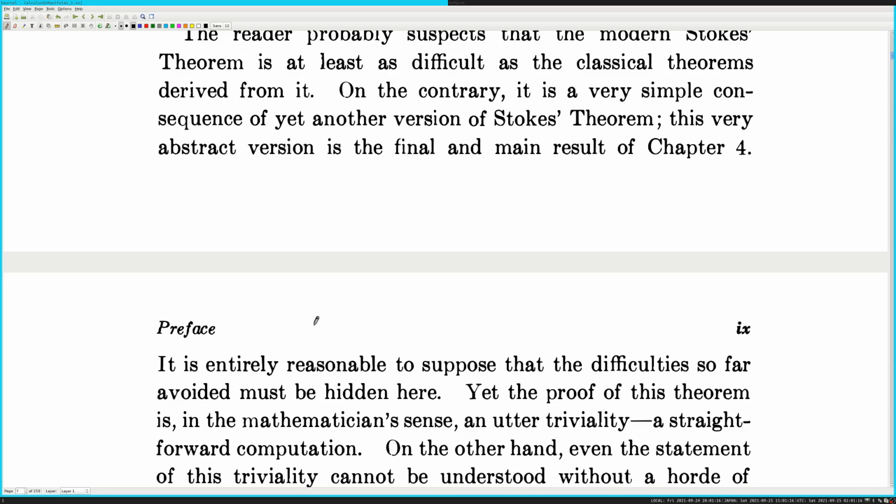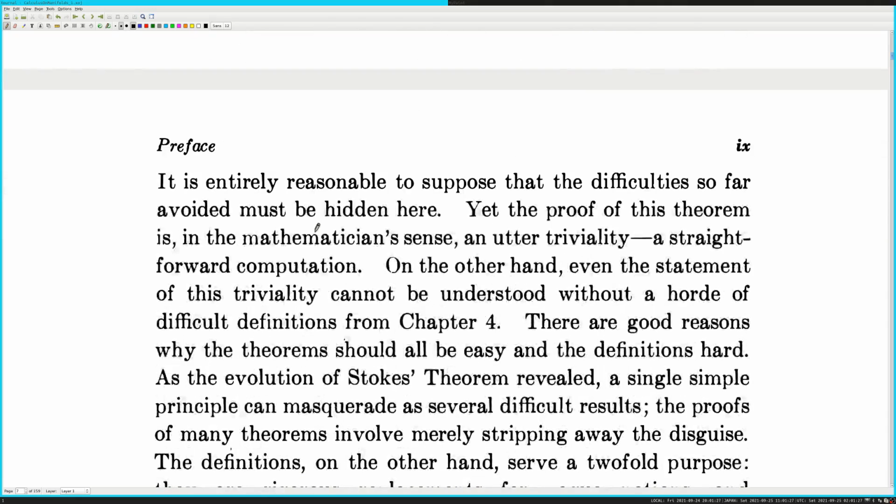It is entirely reasonable to suppose that the difficulty so far avoided must be hidden here, yet the proof of this theorem is, in the mathematician's sense, an utter triviality, a straightforward computation. On the other hand, even the statement of its triviality cannot be understood without a horde of difficult definitions from Chapter 4. There are good reasons why the theorems should all be easy and the definitions hard. Well, that follows functional programming, where you have hard definitions, easy theorems.